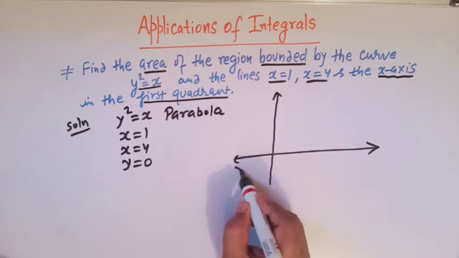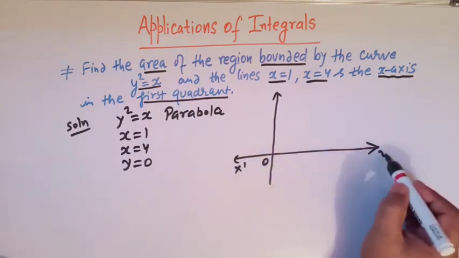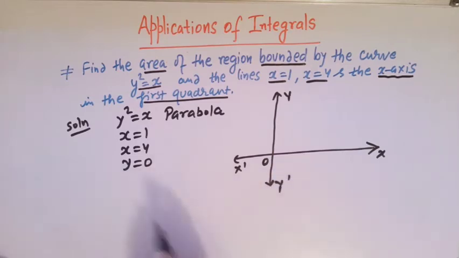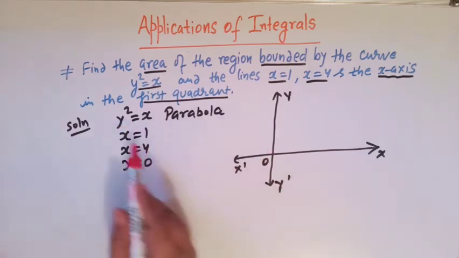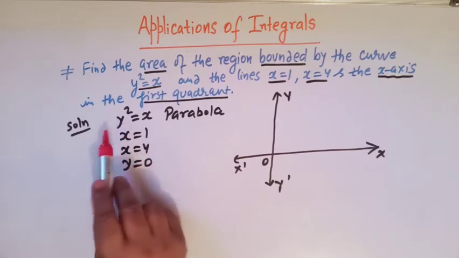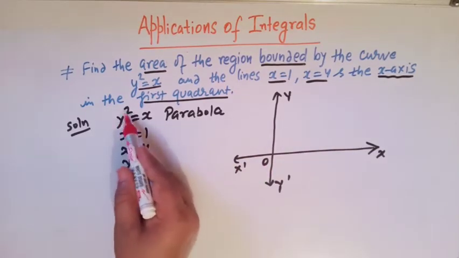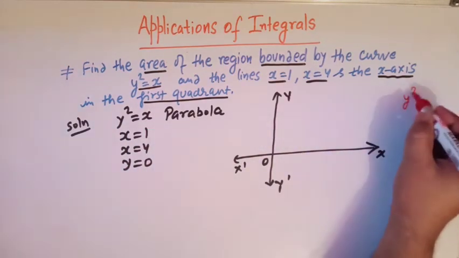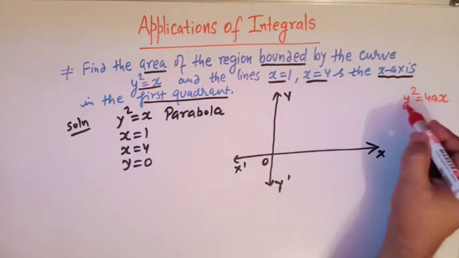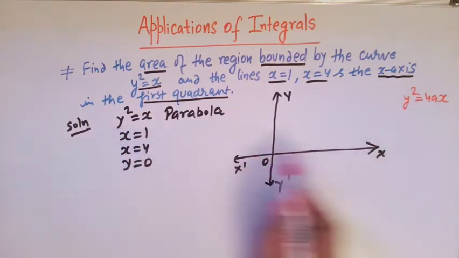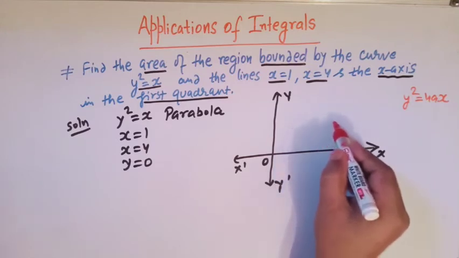So here we have the coordinate system, and see, y square is equal to x. Now here we'll sketch this parabola. We know that this is of the form y square is equal to 4ax, right? So the shape of this curve is like this.